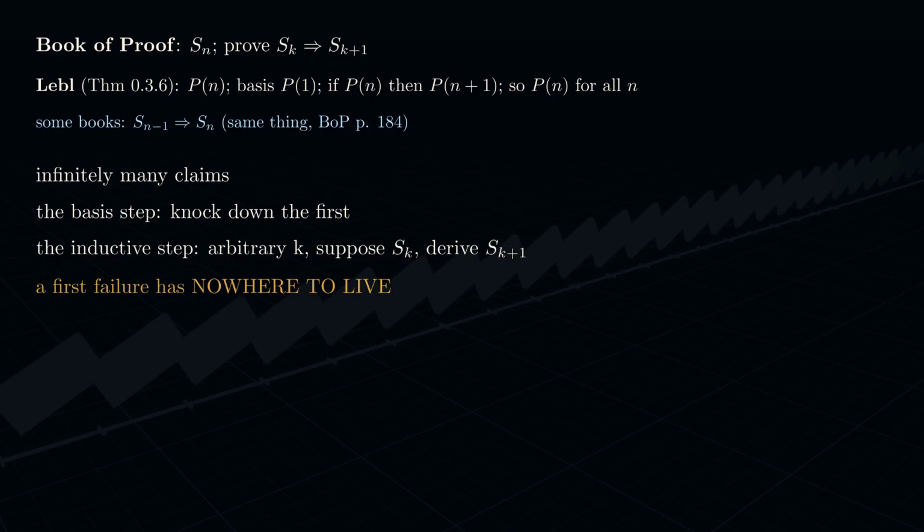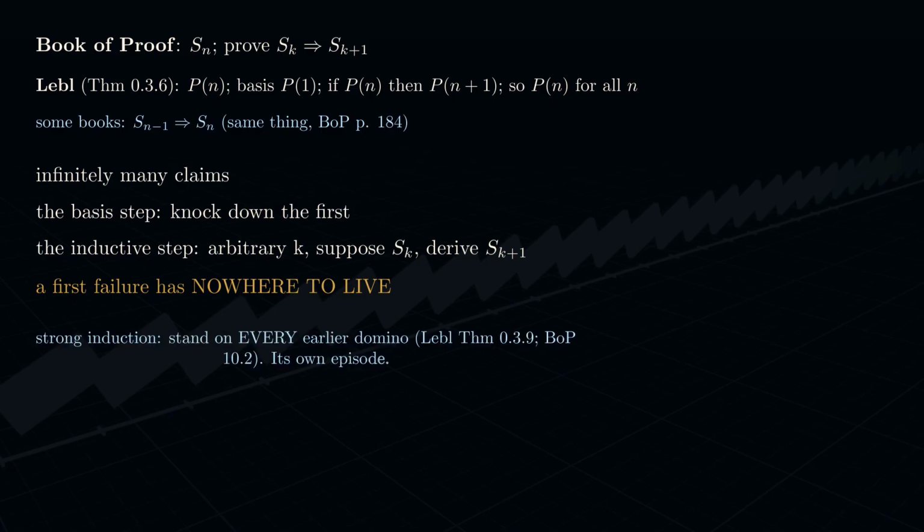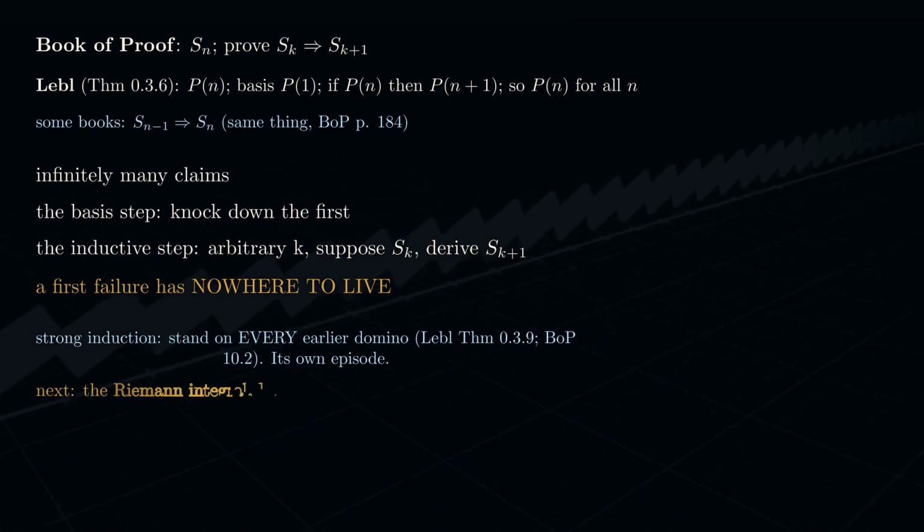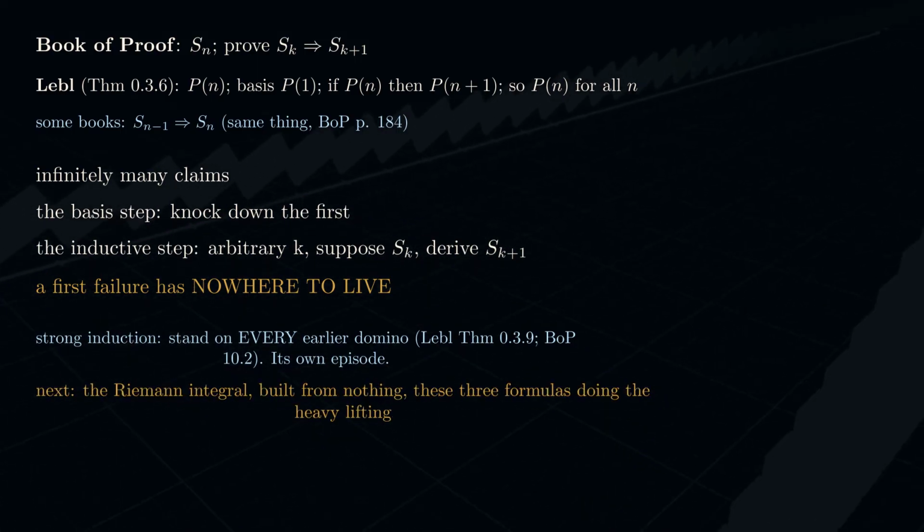There is a stronger version of the inductive step, where you are allowed to stand on every earlier domino at once, not just the last one. Your books call it strong induction, and it gets its own episode. Next time, the limit of a sum of thinner and thinner columns, the Riemann integral, built from nothing, with these 3 formulas doing the heavy lifting. Every step shown. If one felt skipped, tell me, because that is a bug.